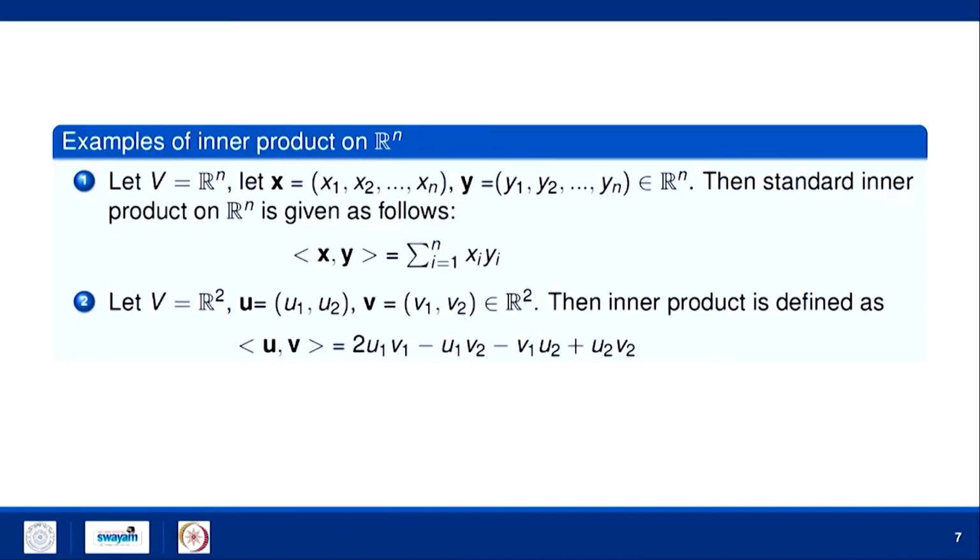Another example of an inner product space is from R 2. So, take the vector space as R 2 and take two vectors in R 2 as u equals u 1, u 2 and v as v 1, v 2. Then the inner product between u and v is defined like this: 2 u 1 v 1 minus u 1 v 2 minus v 1 u 2 plus u 2 v 2. You can verify all three properties of an inner product using this definition. R 2 together with this inner product forms an inner product space.